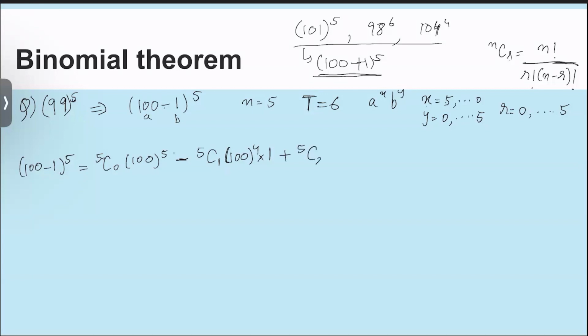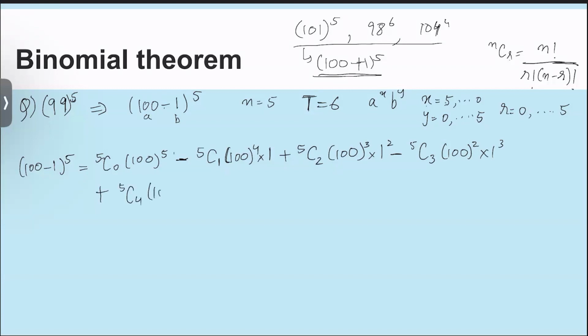Then you have 5C2, 100 cubed, 1 squared, so you write it right now. Then obviously again over here this will become negative. Your fourth term becomes negative 5C3. Now you will have 100 raised to 2 and then 1 cubed. Then you have plus 5C4.